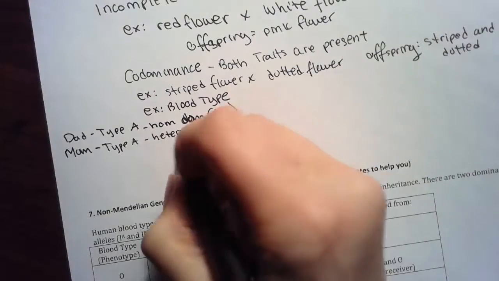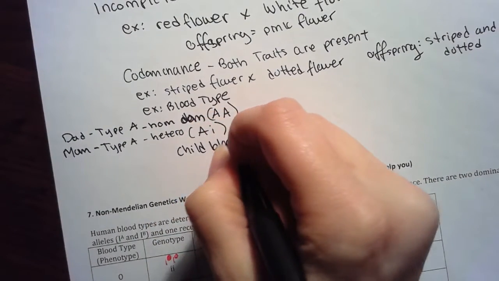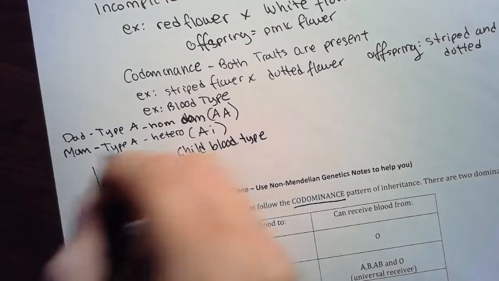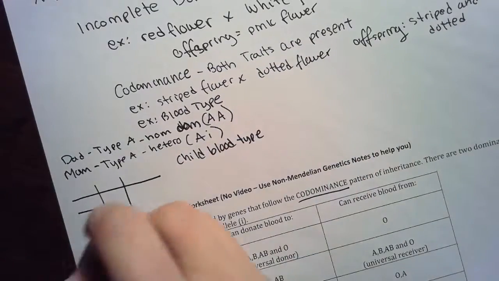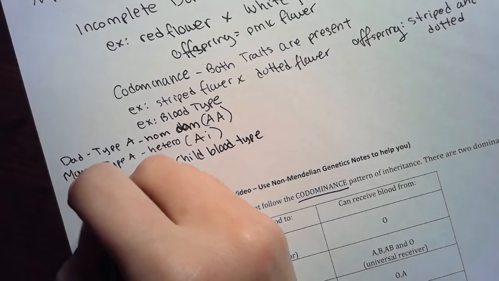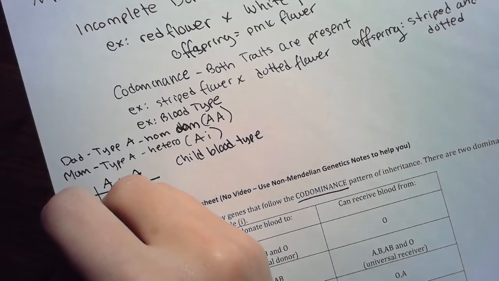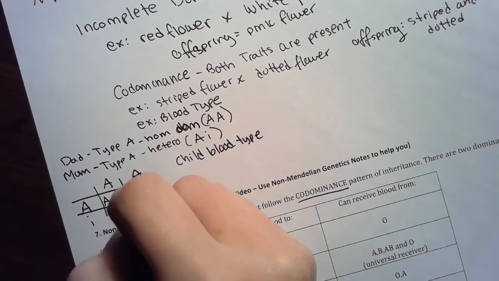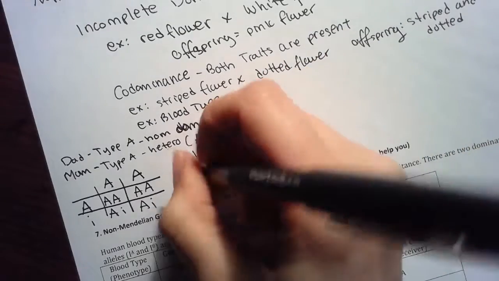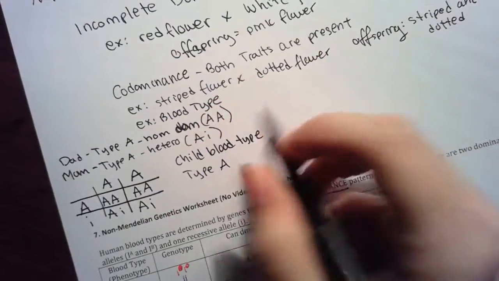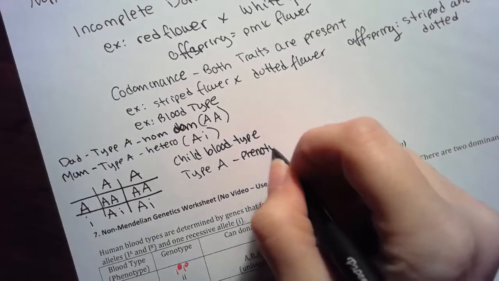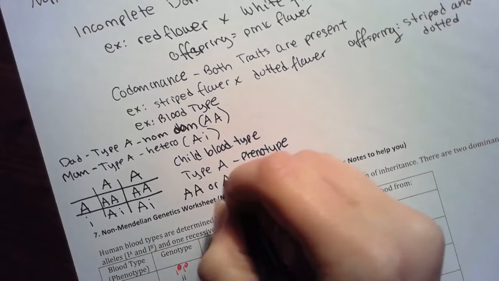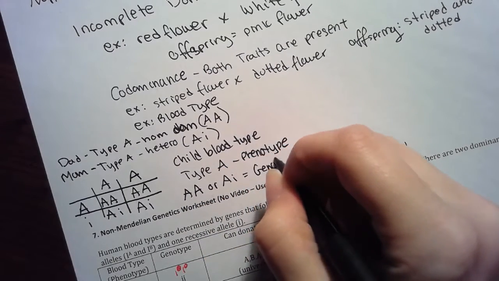So if I want to determine the child's blood type, I need to do a Punnett square. Alright, as always, I can put my dad on the top and then my mom on the side. And if I fill this in like a multiplication table, I can see that my child's blood type is for sure going to be type A. That would be its phenotype. And then it could be AA, so homozygous dominant, or it could be heterozygous. These are my genotype options.